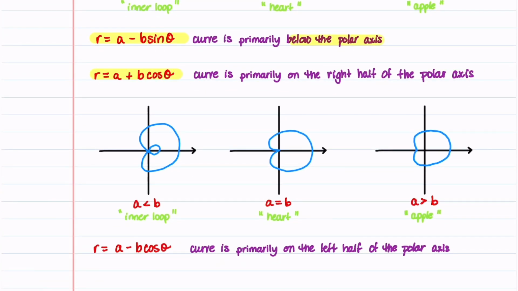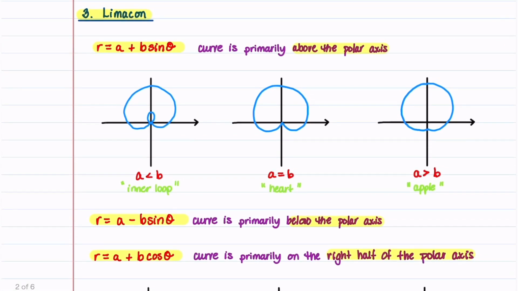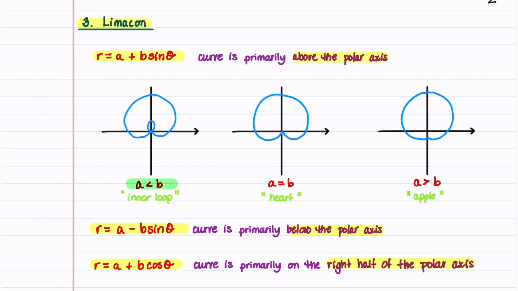R is equal to a plus b cosine theta, where the curve is primarily on the right half of the polar axis. And then lastly, R is equal to a minus b cosine theta, where the curve is primarily on the left half of the polar axis and is similar to the curve right above it. When a is less than b, there is an inner loop. When a is equal to b, the curve resembles a heart and is called a cardioid. And lastly, when a is greater than b, the curve resembles an apple.